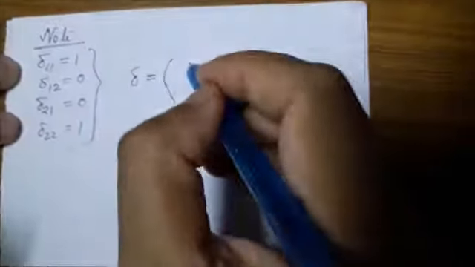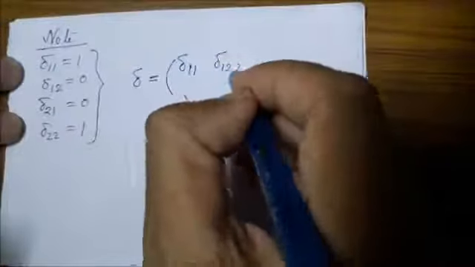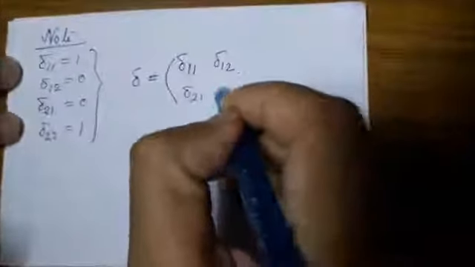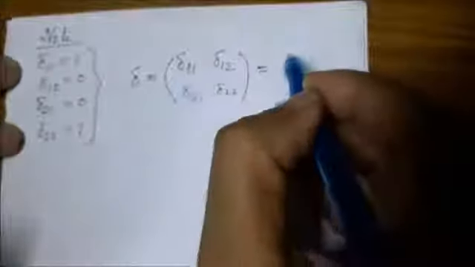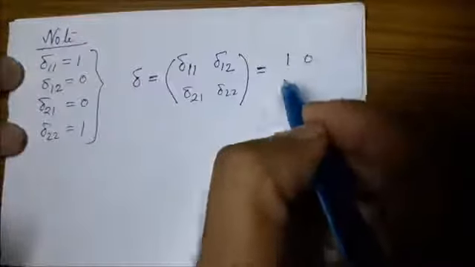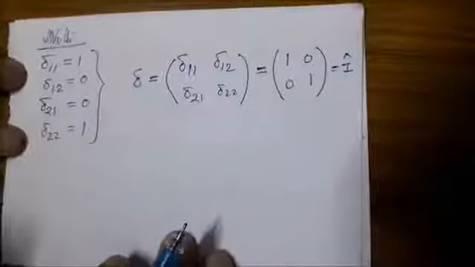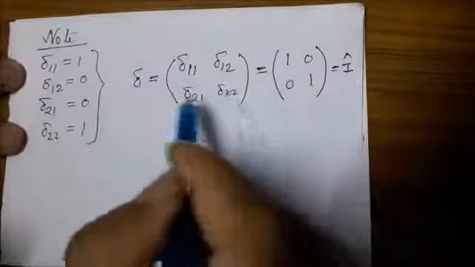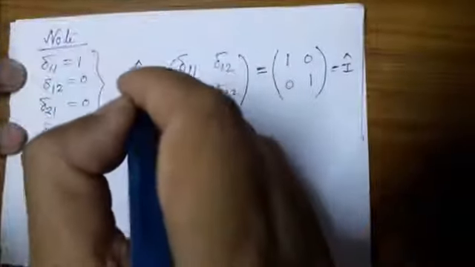we combine this and write it in a matrix form. So delta equal to Kronecker delta 1 1, Kronecker delta 1 2, this is 2 1, this is 2 2, and delta 1 1 is 1, 1 2 is 0, 2 1 is 0, 2 2 is 1. So what we get is a unit matrix. And since a matrix is an operator, we can put an operator sign here also.